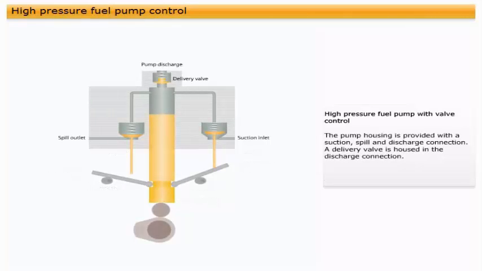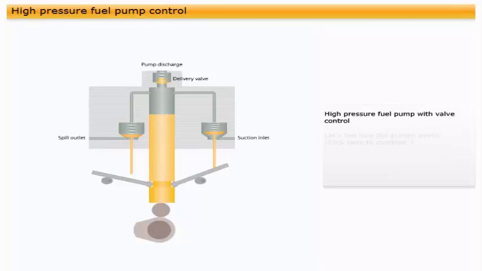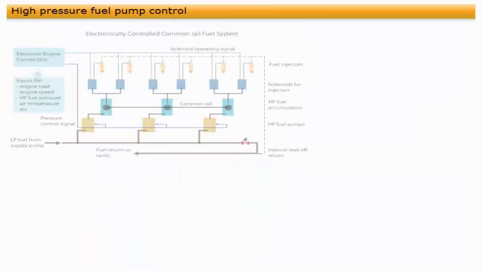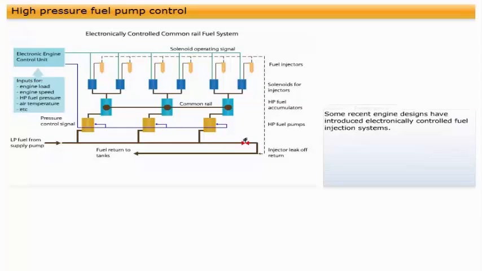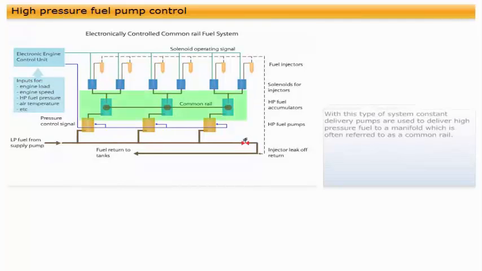In addition to the two main methods described previously, there are also other ways in which control can be achieved. Some recent engine designs have introduced electronically controlled fuel injection systems. With this type of system, constant delivery pumps are used to deliver high-pressure fuel to a manifold, which is often referred to as a common rail. The common rail supplies fuel to each cylinder via electronically controlled timing valves, which control the admission of high-pressure fuel to the injection valves. We will look at this system again later.